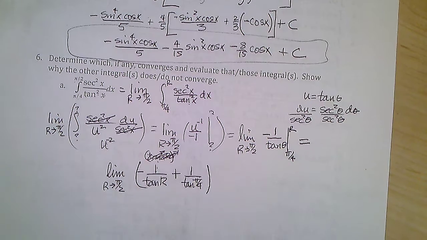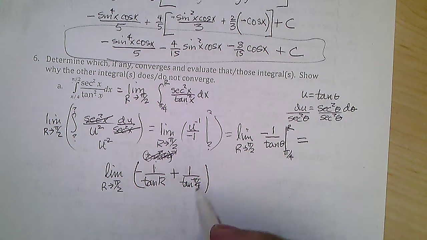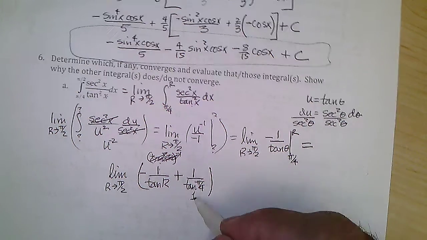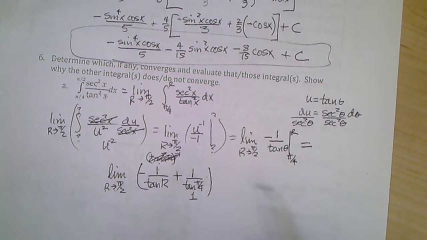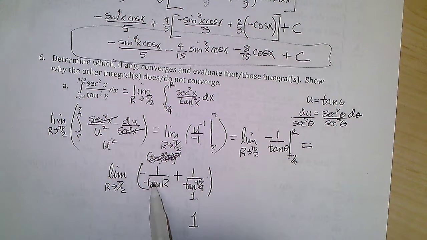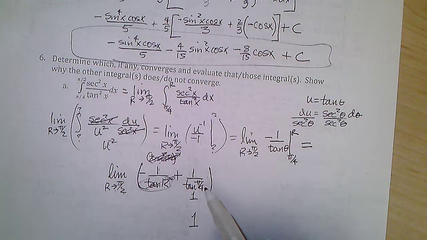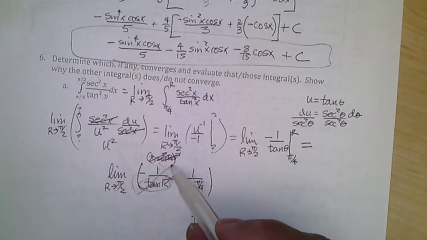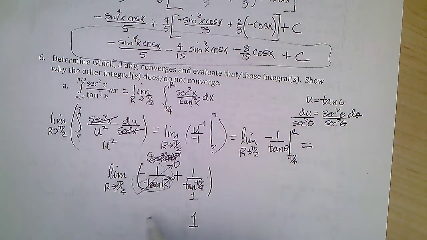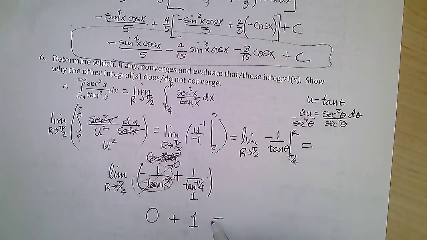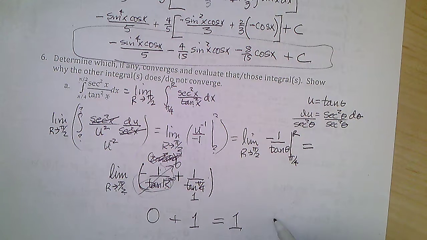And now you take the limit. Tangent of pi over 4 is 1. So 1 over 1 is 1. The limit as r goes to pi over 2, that's still 1. Tangent of pi over 2 goes to infinity. And if the denominator goes to infinity, the fraction will go to 0. And so this would be 0 plus 1, which is 1. So it converges on 1.